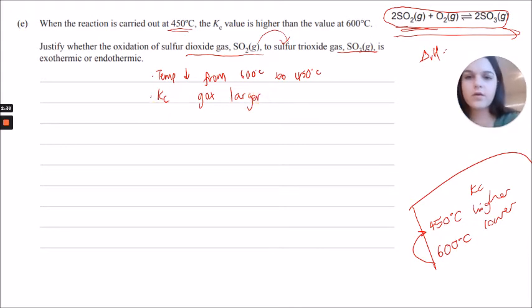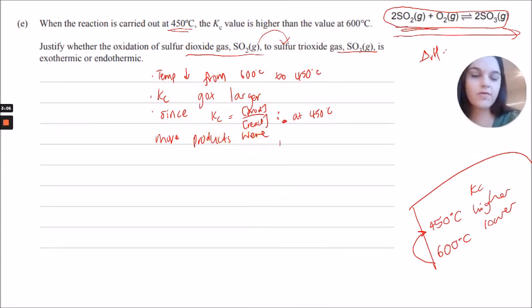Okay. How can I start to link these together? Since Kc is the ratio of products concentration over reactants concentration, if Kc got bigger, this means that at 450 degrees, more products were produced. So if you go back to the first few lessons we started on, Part B, and Kc, if you're not understanding that Kc is products concentration over reactants, this isn't going to make any sense. So you need to go back to the beginning and make sure you've really got that down.